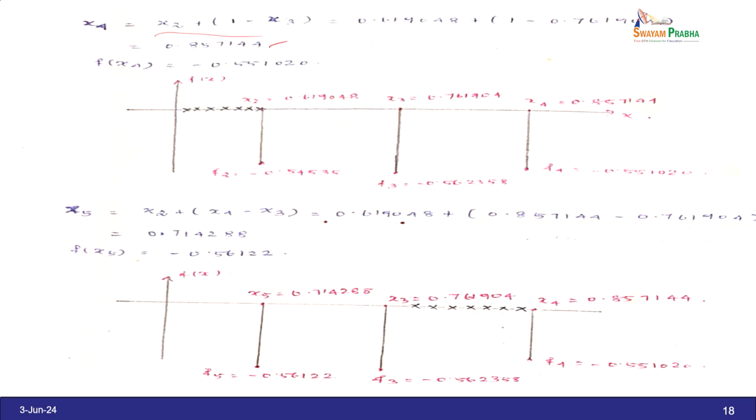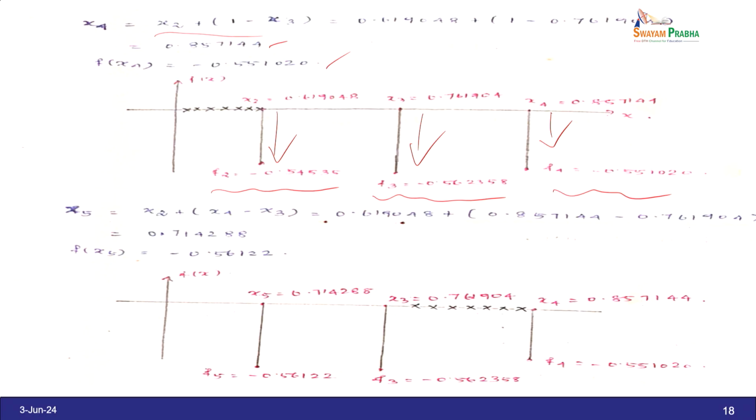Find f of x4, minus 0.551020, then x2 corresponding f of x2, x3 corresponding f of x3, x4 corresponding f of x4, find out. So, f2 equal to minus 0.545, f3 is minus 0.56, f4 equal to minus 0.55. Now, compare them, it lies between x3 and x4, and the interval starts from 0.619048.